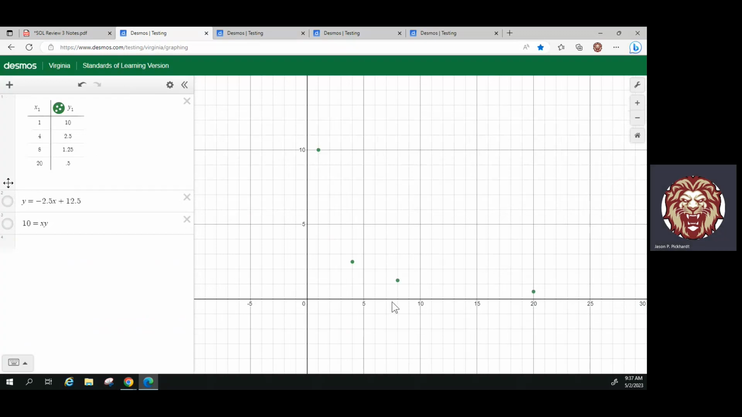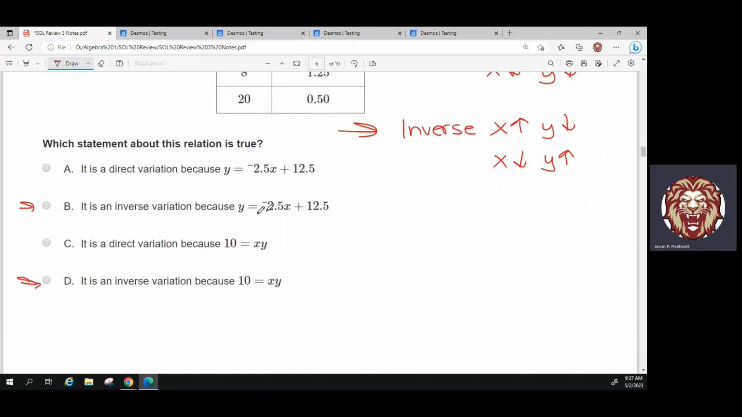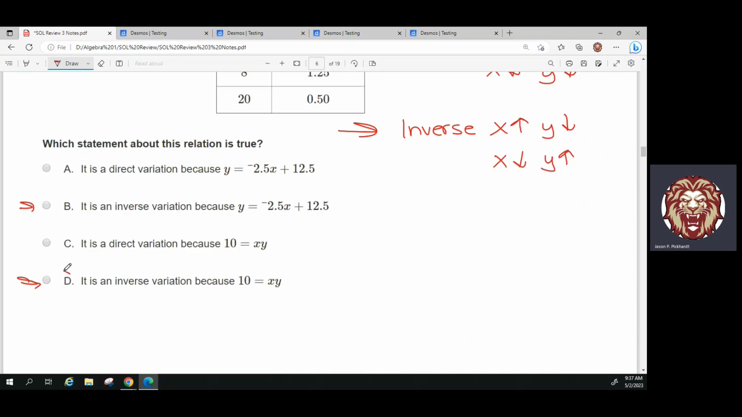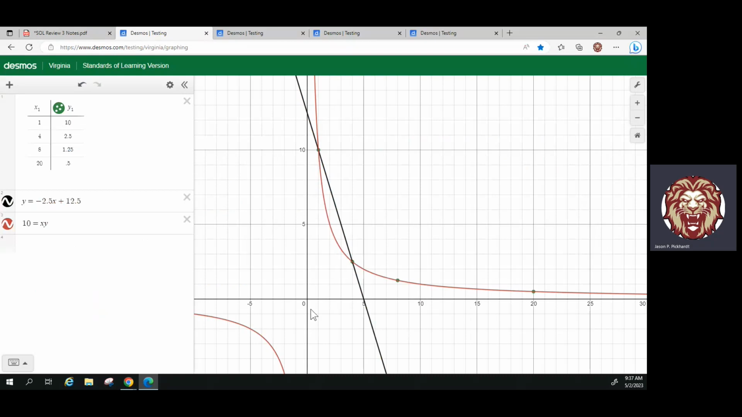You can see that as my x values get bigger, my points go down. And so I have two equations that I can choose from, either negative 2.5x plus 12.5 or 10 equals xy. So I'm just going to graph both of those and see which one fits. It looks like the red one fits. It goes through all my points, and so that means that's my answer. You don't have to know what kind of line this is. This is not something we've talked about this year. However, you can graph it and you can see that it goes through the points, and so that must be the answer.